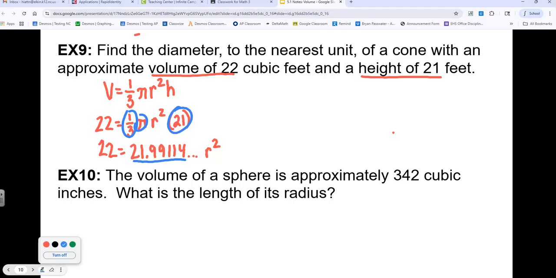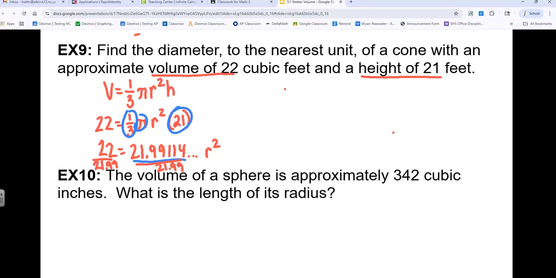What would I do, Joey? Okay, we got 22 equals 21.99114 times r squared, and we're trying to solve that for r squared, so what would we need to do first? Joey? We've got to get rid of that 21.99. What would we do to get rid of it? We can't subtract because it's multiplied by that r squared. So if it's multiplied by r squared, what would we have to do? Not log, but divide. We've got to divide those. Okay. So we're going to divide by that 21.99.